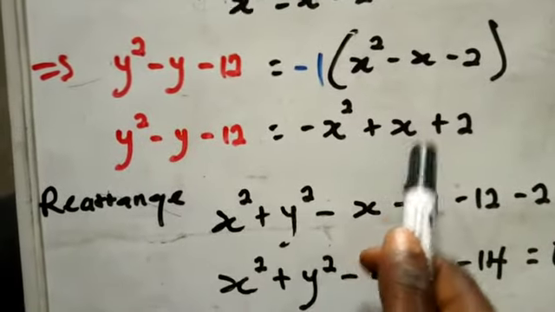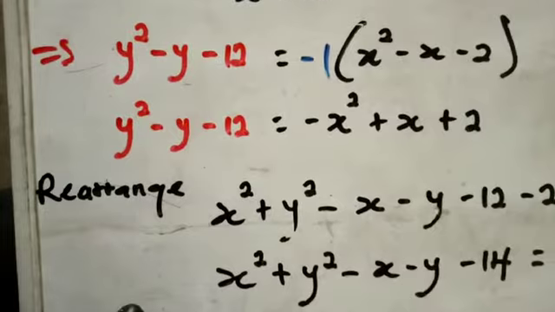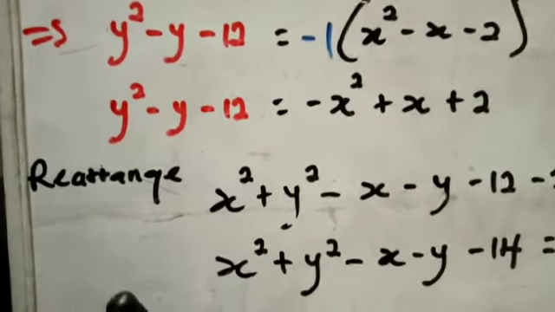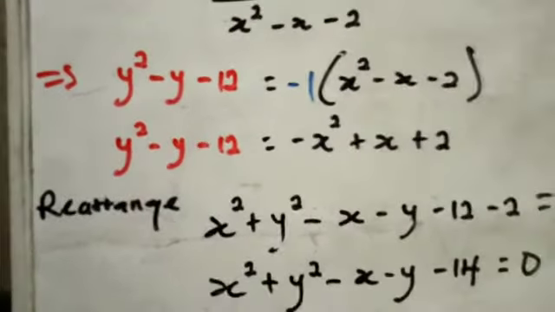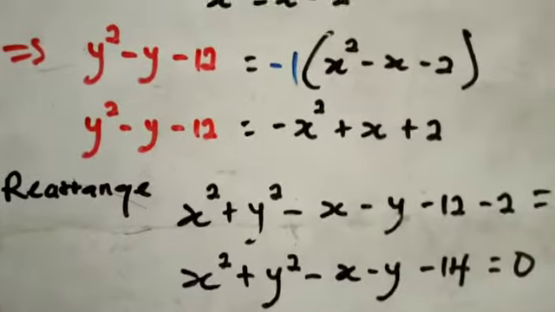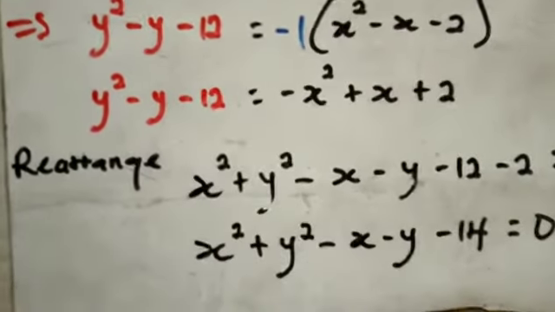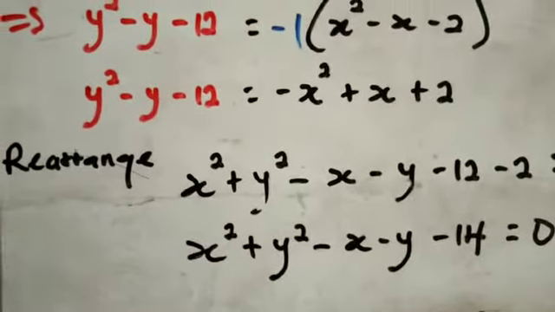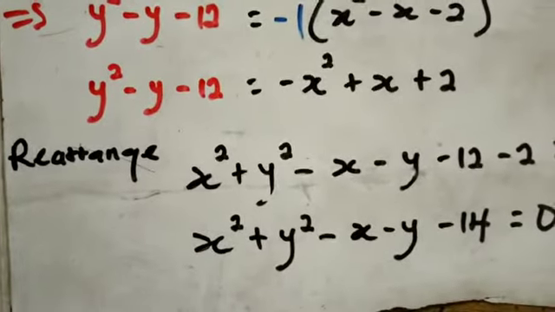Now let's rearrange everything. So we are bringing everything to what? The right hand side of the equation. Is that okay? But why are we doing all this? We know that this type of equation looks like the general equation of a circle. And if you don't know what the general equation of a circle is, you may consider watching that video.